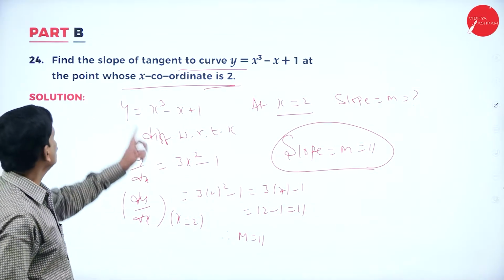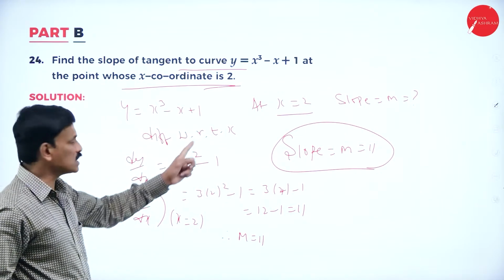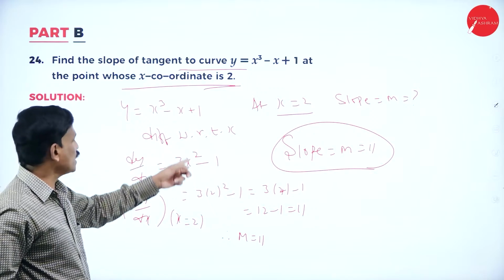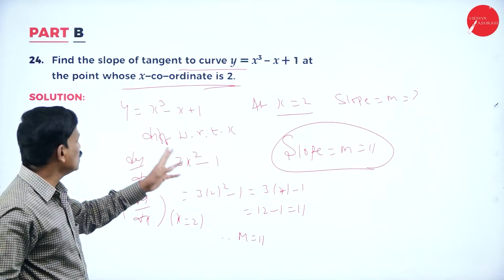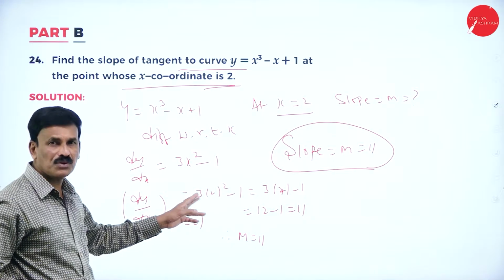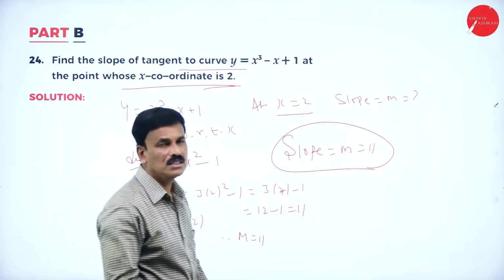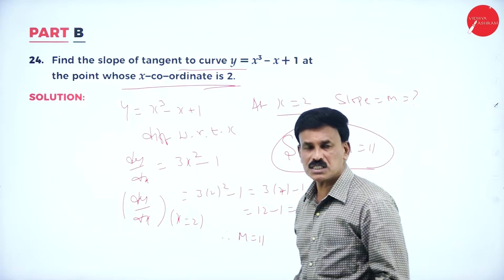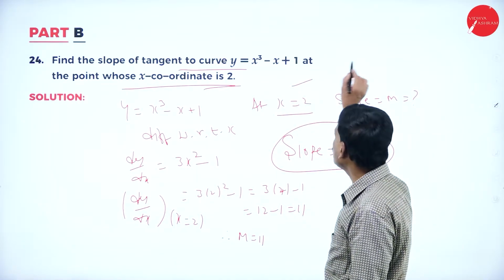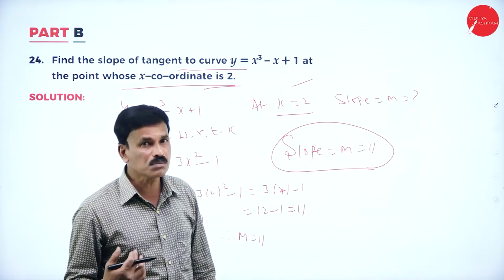See here, differentiate with respect to x, dy by dx is equal to differentiation of x cube is 3x square minus derivative of x is 1. Put x is equal to 2, 3 into 2 square is 4, 3 4s are 12, minus 1 is 11. So, m is equal to 11, the slope of the tangent to the given curve. Hope you followed this. Now, let us come to the next problem.